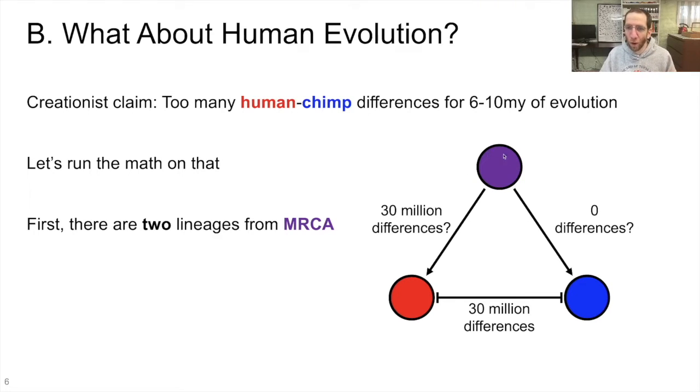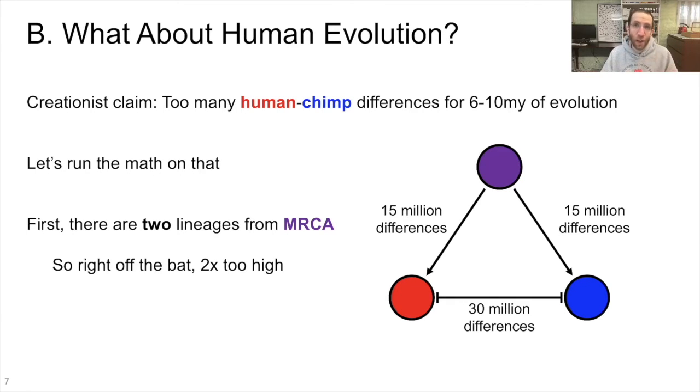We didn't evolve from a modern chimp. That hasn't changed in 6 to 10 million years. So instead of 30 million differences on the human lineage and 0 on the chimp side, if you take that 30 million number as valid, it should be about 15 million on one side and about 15 million on the other side if you assume it's about 50-50. It's actually more on the chimp side, but we're not even going to worry about that. We're just going to give them the benefit of the doubt and say it should be 50-50. So right off the bat, the creationist number is 2 times too high.